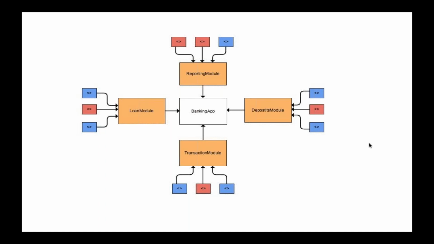With Angular, you have the flexibility wherein you can now really talk in terms of modules. What is a module, and what are the different modules participating in the application? In our banking application, there are 4 different modules: deposits, reporting, loan, and the transaction module. The ones you are seeing in orange are all modules.